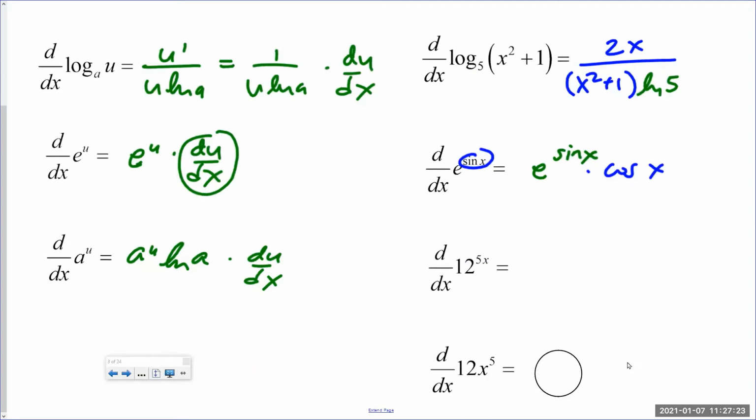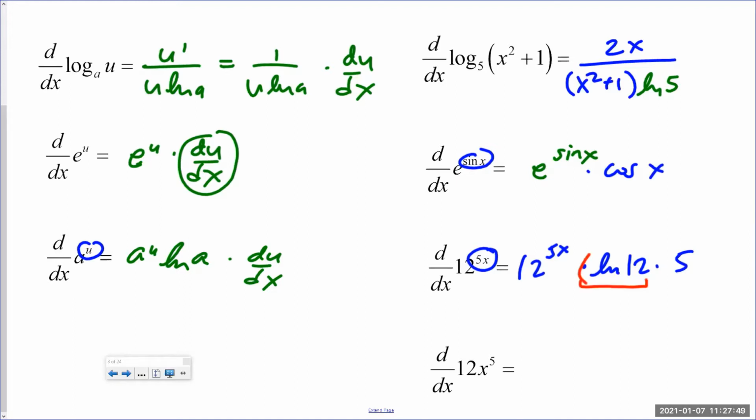All right. What's the derivative of 12 raised to the 5x? A to the u, you copy it, times ln of a. What's my a in this problem? 12. What's the derivative of my u? Remember, this is my u, my exponent. What's the derivative of my u? 5. And you actually can't simplify it more than this. You think you can multiply the ln of 12, but you can't, because 12 belongs to the ln family. And you just leave it like that.